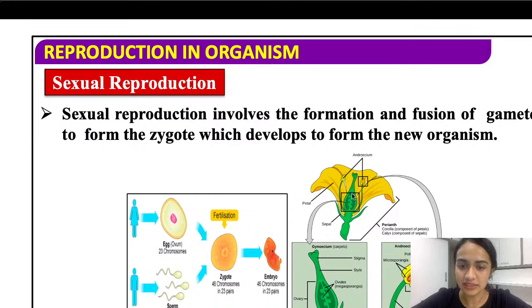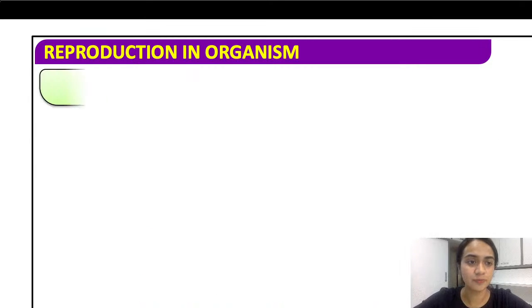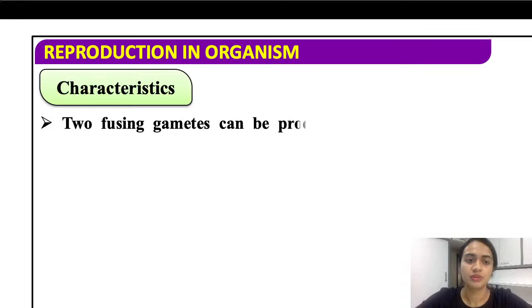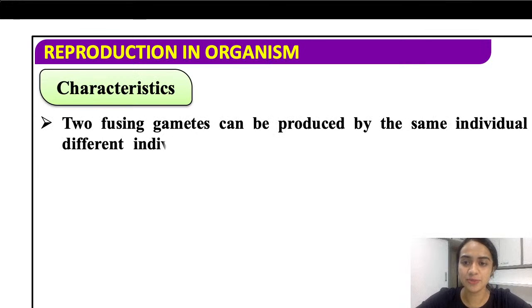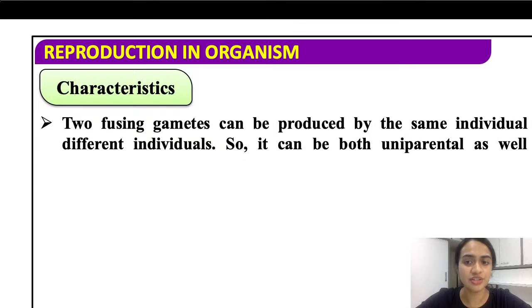So similarly, there is an example of this flower. Even flowers undergo pollination, which is a process of sexual reproduction. The fusion of gametes can be produced by the same individual or different individuals. So it can be both uniparental as well as biparental.